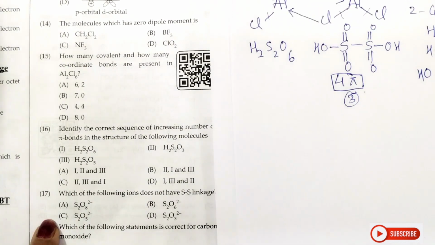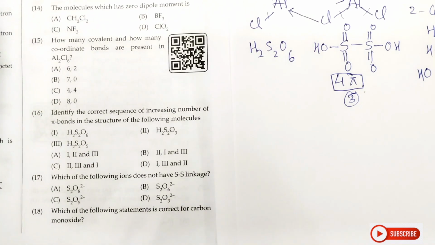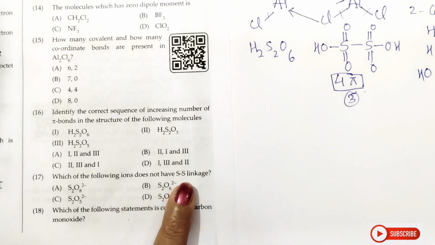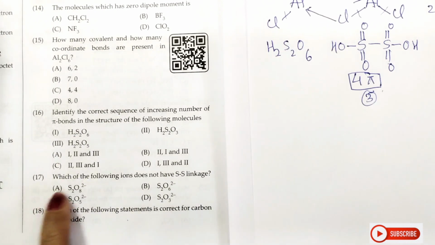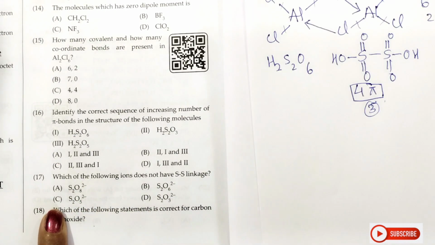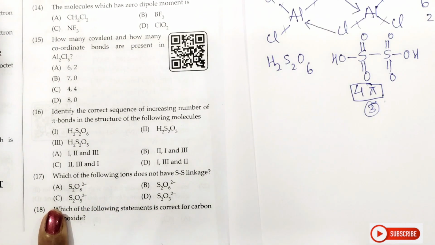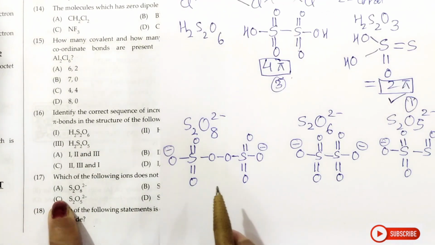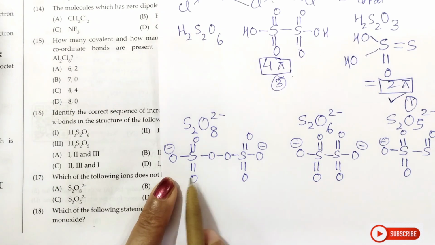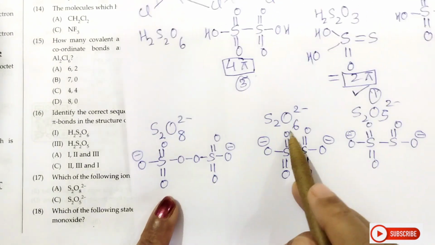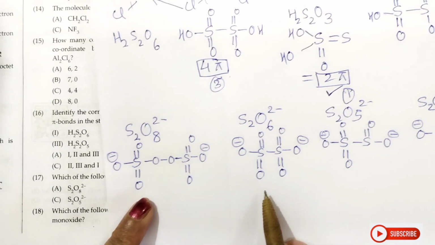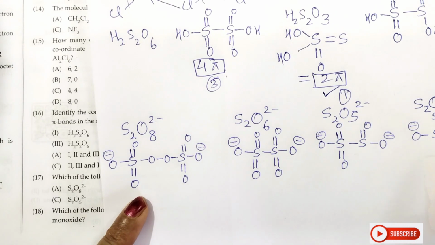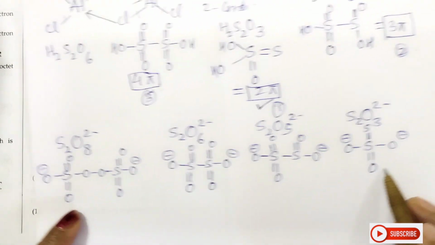Let's see the next one. Question number 17. Which of the following ions does not have SS linkages? Now students, they have given all the 4 options. So let us draw the structure for all the 4 ions. So if you see the structures are in this way. For S2O8 2 minus, the structure is this. S2O6 2 minus, structure is this, and for the S2O5 2 minus and S2O3 2 minus, the structures are like this.